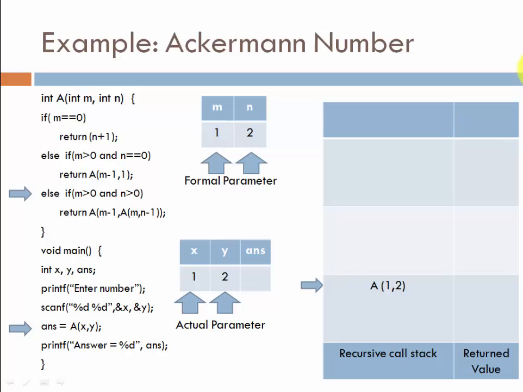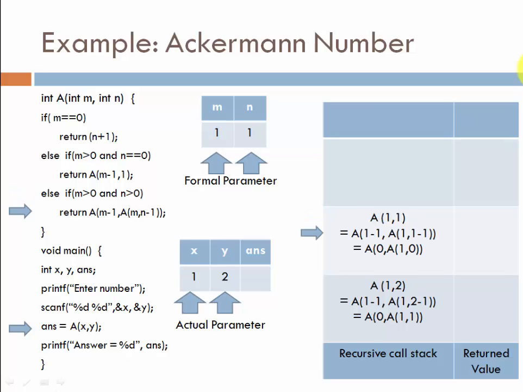M is greater than 0 and n is also greater than 0, so it will execute case number 3. Here it will return the value a of m minus 1 comma recursive call to a of m comma n minus 1. So as you can see here, it will make a recursive call to a of 1 1. 1 is greater than 0. Here m and n both are greater than 0, so it will evaluate the third case. Again it will make a recursive call a of 1 0.